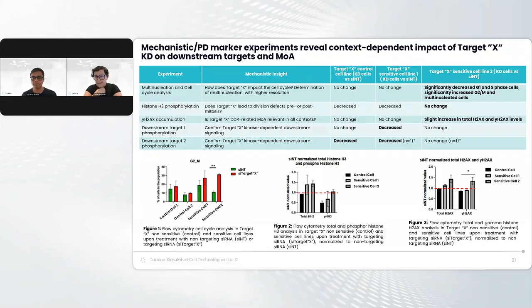And what you can see here is control and test cell lines where we knock down target X with siRNA, again compared with siNT. And we were following how these downstream mechanistic PD marker activities change upon target X perturbation. And we could nicely prove the mechanistic hypothesis that we built based on the simulation data.